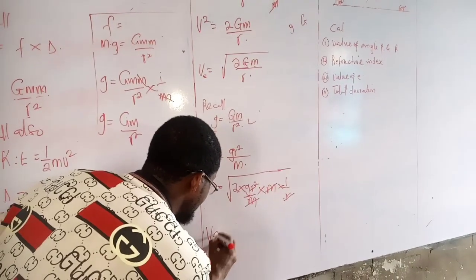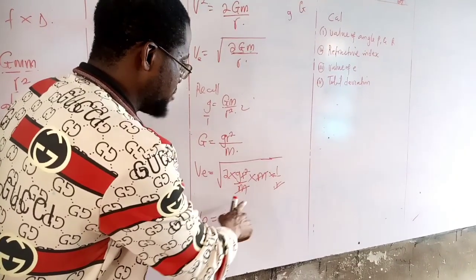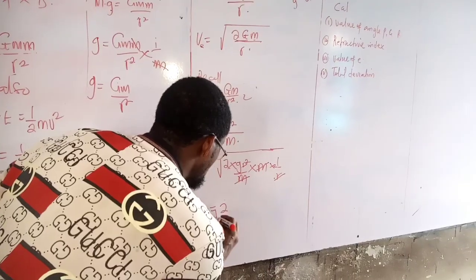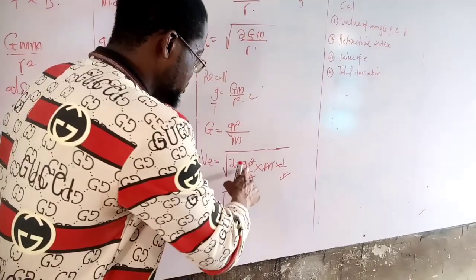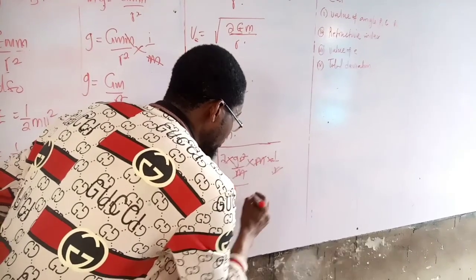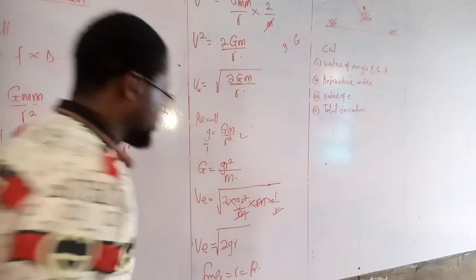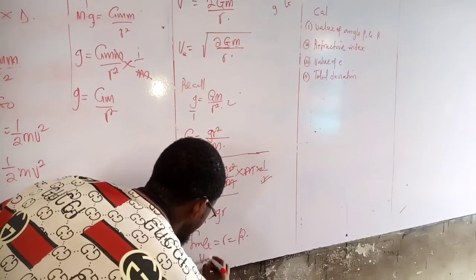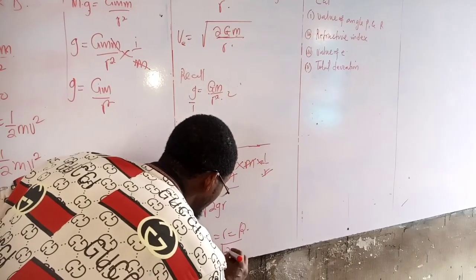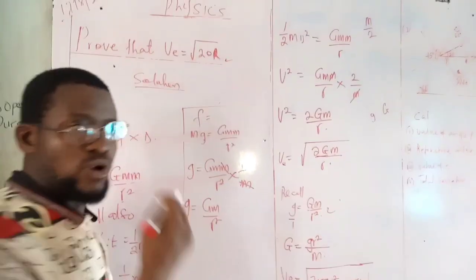Now I have my escape velocity equal to square root of 2. Because M has gone, r has killed one of the r's here, so I have 2 left, then I have g, then I have r. So since r is equal to this, then we can have our escape velocity equal to square root of 2, then g, then r. That is exactly what we are asked to do.